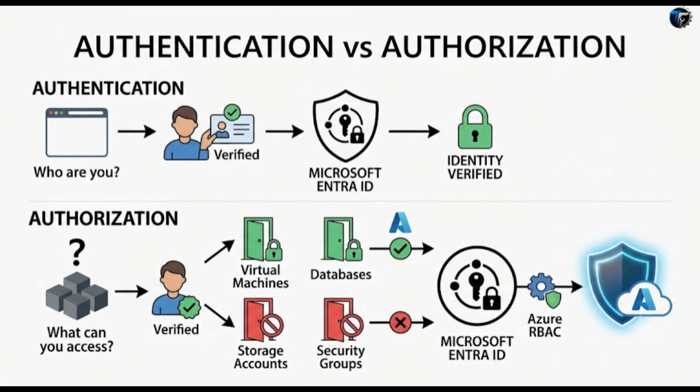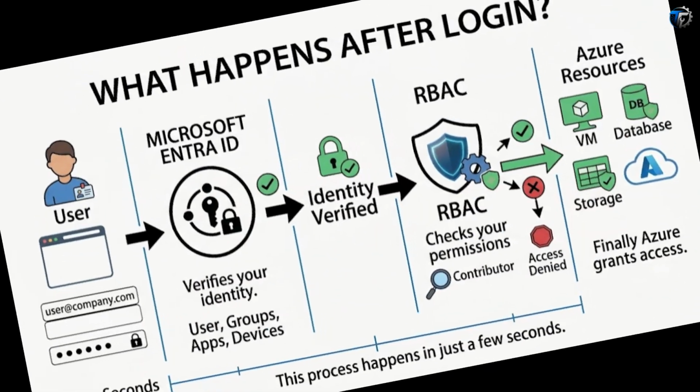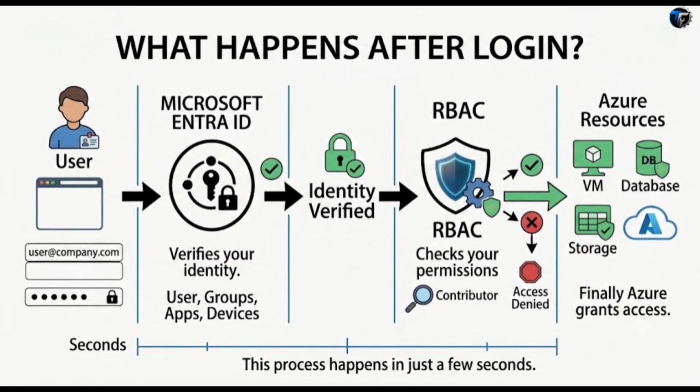Many beginners confuse authentication and authorization. Authentication asks, "Who are you?" Authorization asks, "What are you allowed to do?" Entra ID performs authentication. RBAC performs authorization. Together they secure Azure. Let's see what happens behind the scenes.